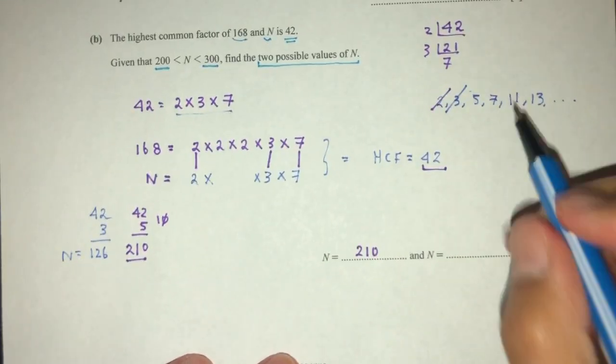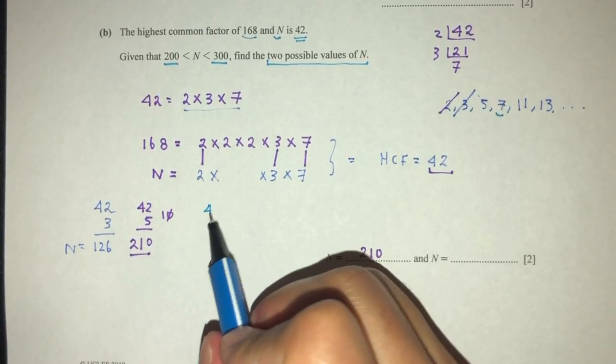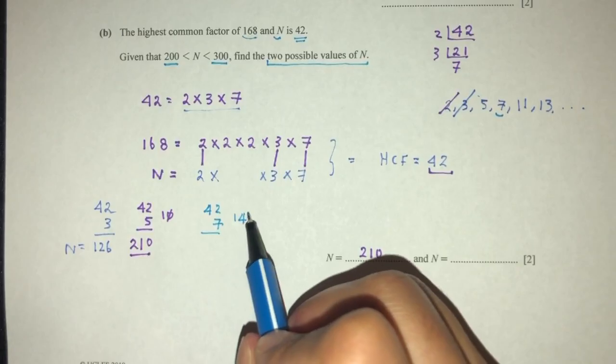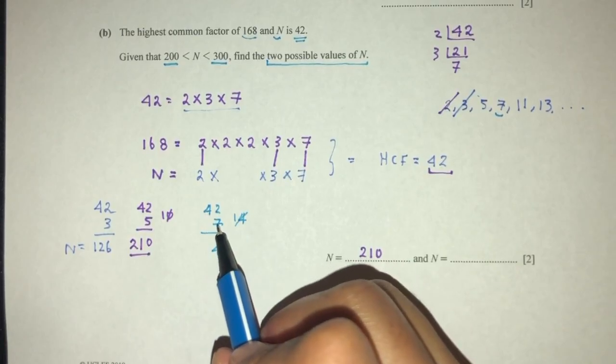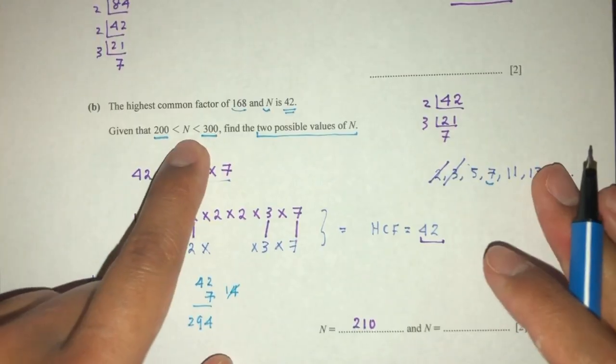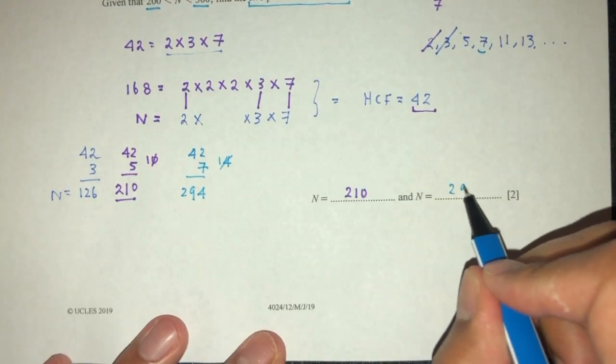Let's try the other one, 7. So 42 times 7. 2 times 7 is 14. For this, it will be 28 plus 1 is 29. So 294 will also be inside, so the other value could be 294.